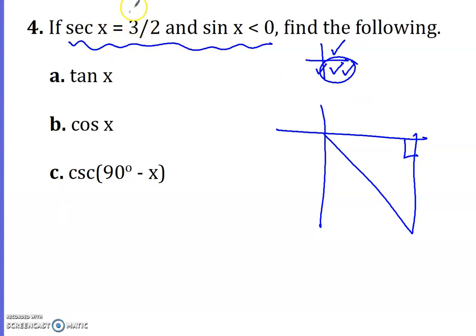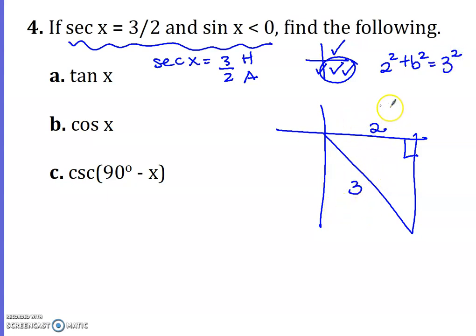I'm going to use the fact that secant x is 3/2. Secant is hypotenuse over adjacent. So I label that. I'm going to have to do Pythagorean theorem here to find that missing side length. So a squared plus b squared equals c squared. Our hypotenuse is 3 and one of our legs is 2. So b squared equals 5. So b is square root of 5. And since this is in the negative of the y, I have to make that negative.